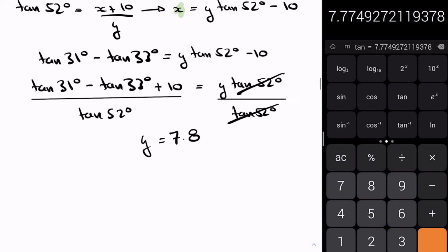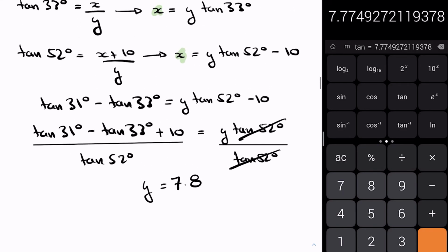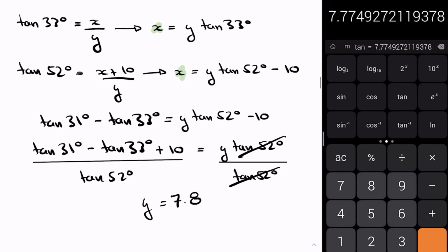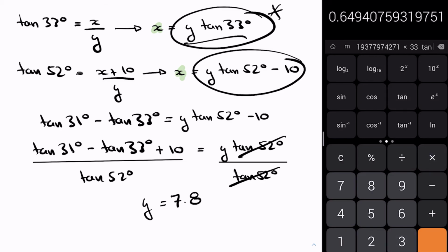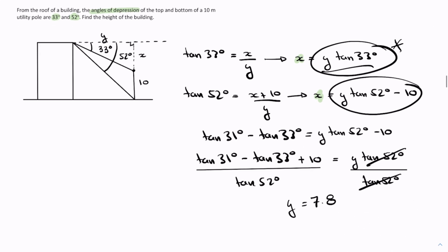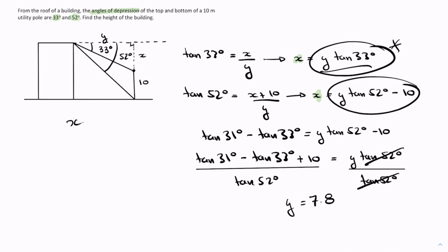Remember, we wanted to find x, so I'm going to have to plug that into one of the equations. It can be either of these because they're both x in terms of y. I'll use the first one because it's just one calculation. That number times 33 tangent gives me 5.04. So my x value is equal to 5.04 meters.